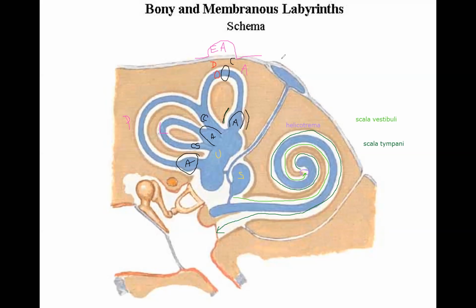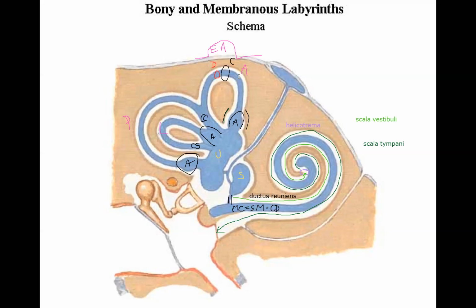Okay, which other structures are here? And here we have interconnection between the membranous cochlea or the scala media, cochlear duct, ductus cochlearis, and the saccule. And we call this ductus reuniens, as it unites something. Something means scala media, cochlear duct with the saccule. So the endolymph can flow. What is blue is endolymph. What is white is perilymph.